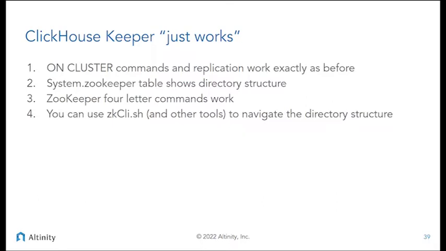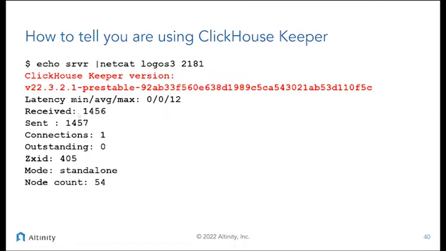I use zk cli.sh. You can't really tell the difference once you're inside. In fact, it's a little hard to tell the difference. So you can run this 4-letter command server, and there's several of these commands. They will print out what version they're at. And of course, you can see here that this is ClickHouse 22.3, and along with a few other stats. But this is really one of the few ways that you can really tell the difference from within ClickHouse that you're talking to ClickHouse Keeper.